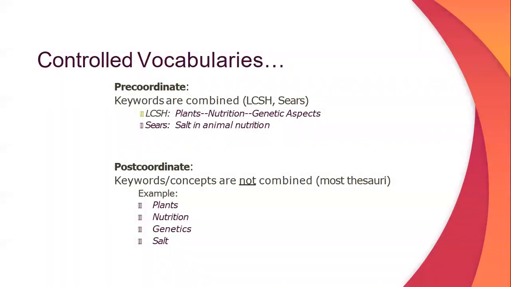Next, controlled vocabularies, they pre-coordinate. Keywords are combined, the LCSH and the source list. Examples in LCSH, plants, nutrition, genetic aspects. Source list, salt in animal nutrition. So what is pre-coordinate? It is combining the elements into one heading string in anticipation of a search on that compound topic. While the post-coordinate is where the keywords, the concepts, are not combined. Most are thesaurus. Example, the plants, the nutrition, the genetics, the salt.